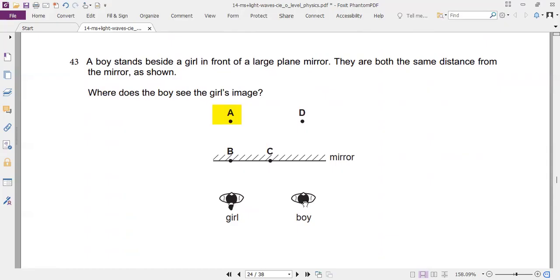The boy looks at the mirror. The girl is standing in front, whose image is made here, and the boy sees the girl here, which is coming from here. So this is the image of the girl. Where does the boy see the girl's image? Here. It is here that the boy sees the image.